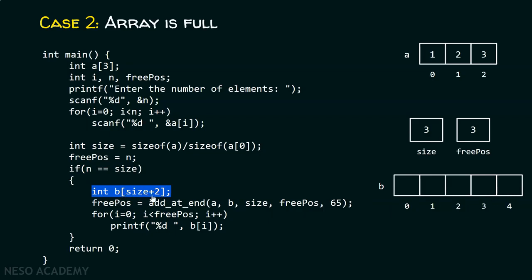Here you can take 3 plus 1 also. You can create just one empty slot also. But here I'm creating 2 empty slots. It doesn't really matter. After this, I'm just calling this add at end function. Here I'm passing array A, array B, size, free pos and 65.